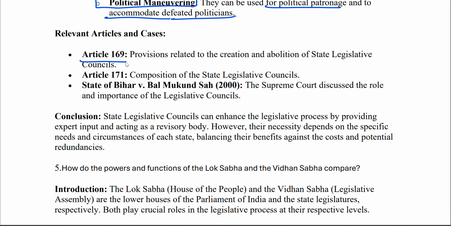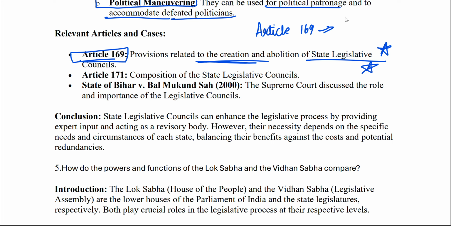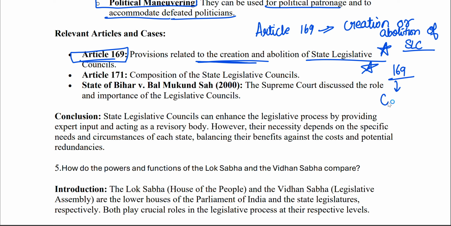Now the relevant articles. Article 169 is the provision related to the creation and abolition of the state legislative council. Article 169 is about the creation or the abolition of the state legislative councils. Article 171 is the composition of the state legislative councils.